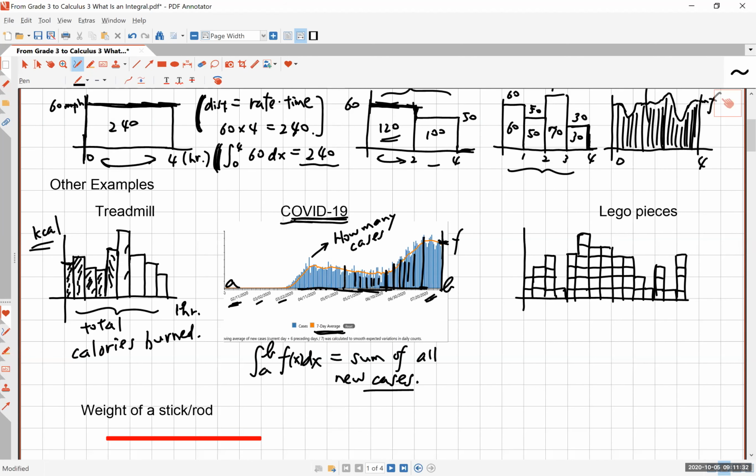Because the point is that, at every single point, let's say here's a point X, and f of X is the number of Lego pieces stacked up at X, right? And then you know what the integral represents, right? Let's say this is A and this is B, and the height is f of X.